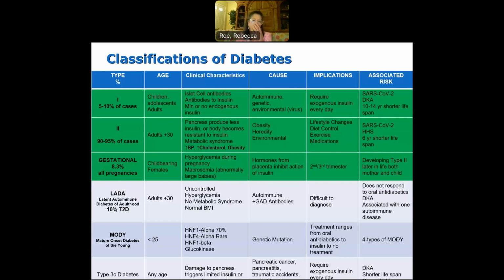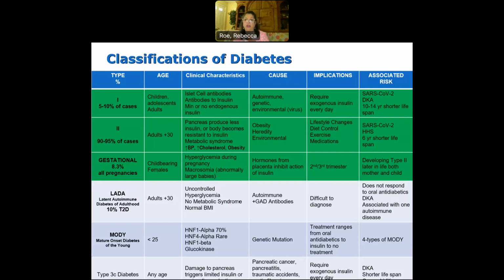Gestational diabetes occurs in about 8.3% of all pregnancies. That number is growing. It is in the age group of childbearing females. You see hyperglycemia during pregnancy. One of the clinical characteristics is mothers having abnormally large babies, which is macrosomia. The cause is hormones from the placenta that inhibit the action of insulin. This usually starts occurring within the second and third trimester.